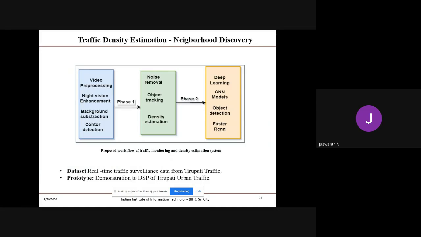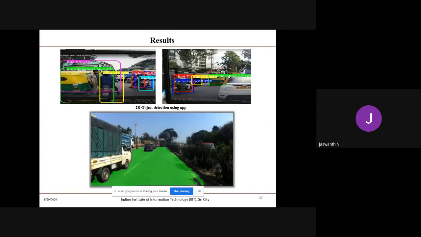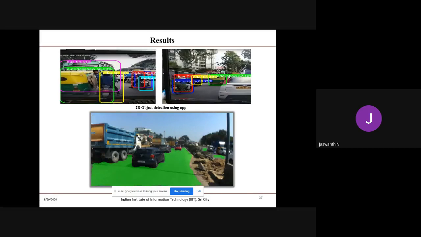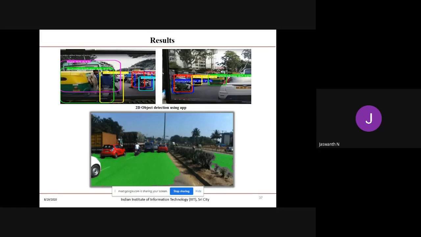Next, we have traffic density estimation, where we worked in collaboration with Tirupati Traffic Police, and got the input from the surveillance cameras. We applied some image enhancement techniques like night vision enhancement, background subtraction, etc. Then you can see the results, like the initial contours being detected and also contour-based tracking being applied.